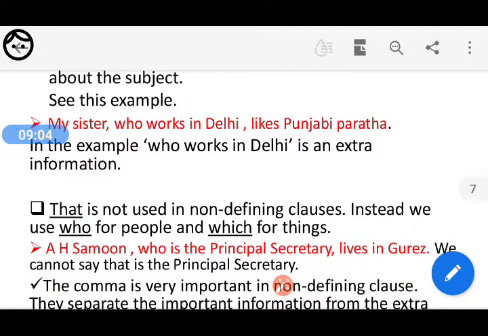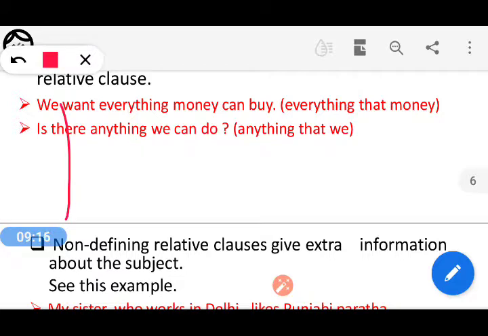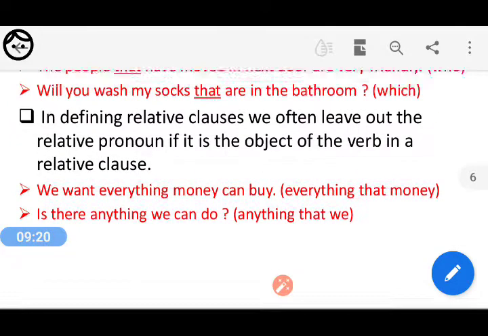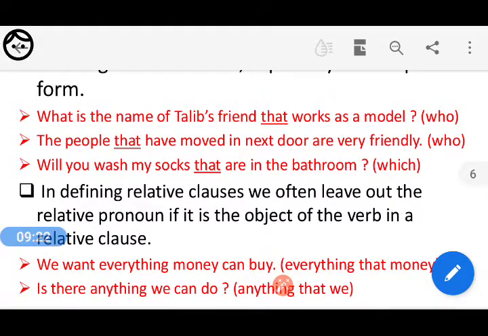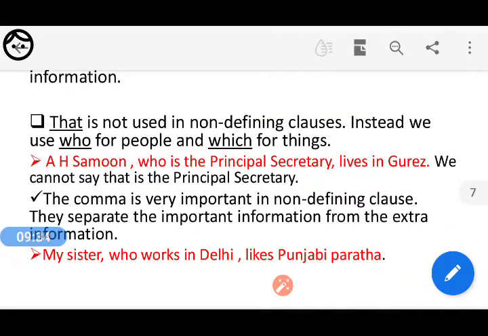That is not used in non-defining clauses. Instead, we use who for people and which for things. Now you see, that is used here, as in: what is the name of Talib's friend that works as a model? The people that have moved in. Will you wash my socks that are in the bathroom? But in non-defining clauses, that is not used.